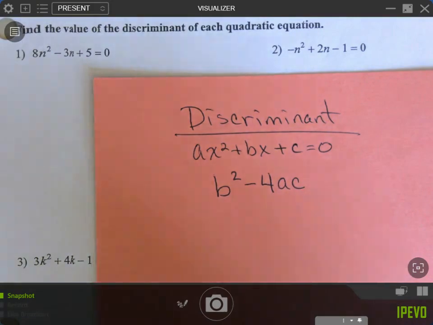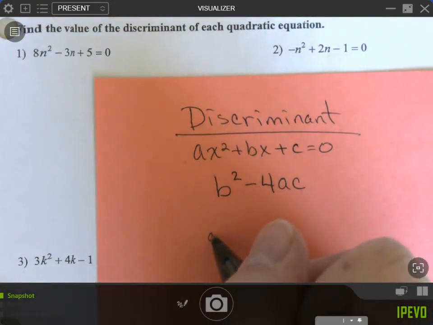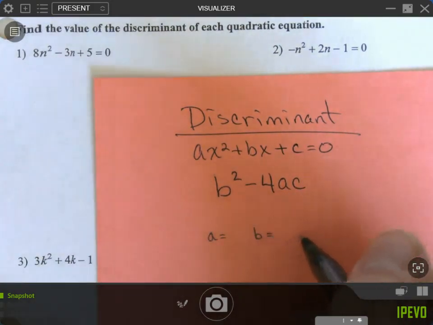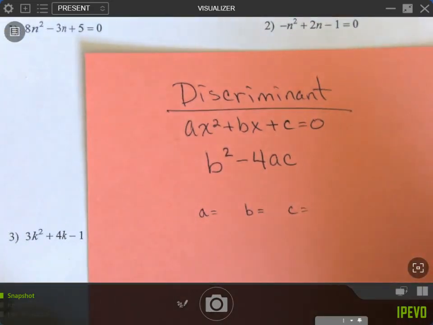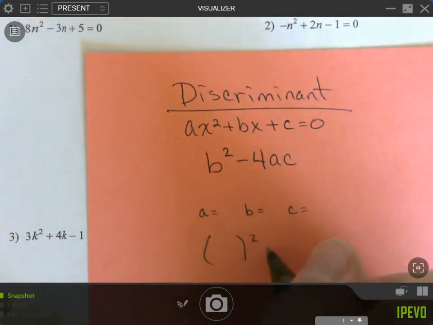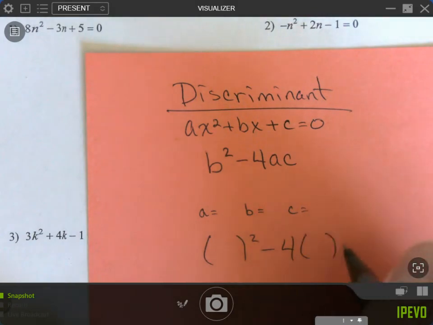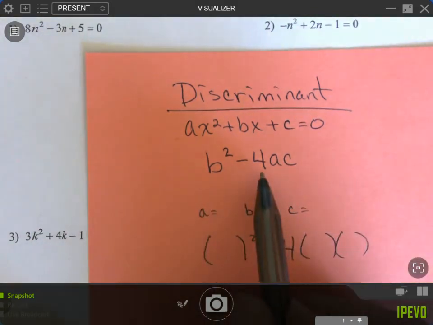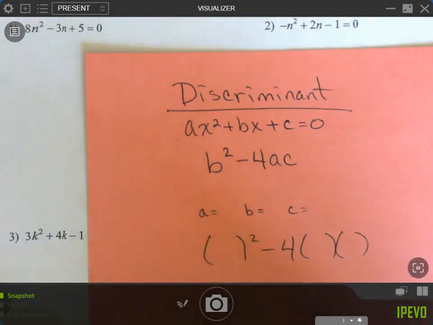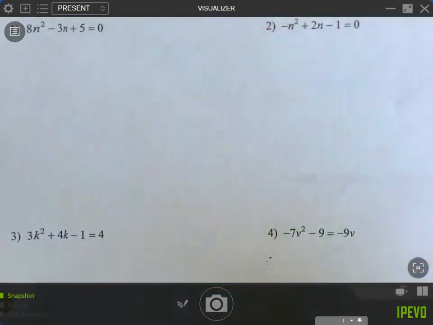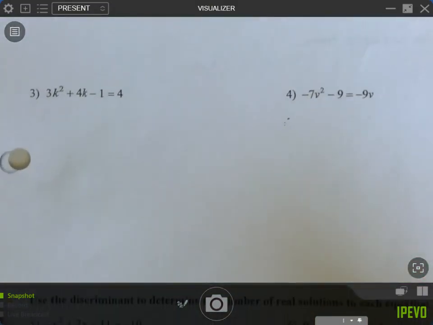Now, you can jump in, and what you would do is pull your A, your B, and your C, just like we talked about. And once you do that, I'm recommending you template it, and then you fill in your B squared minus 4AC. Okay, so when I go to number 3 or number 4, neither of these are set equal to 0.